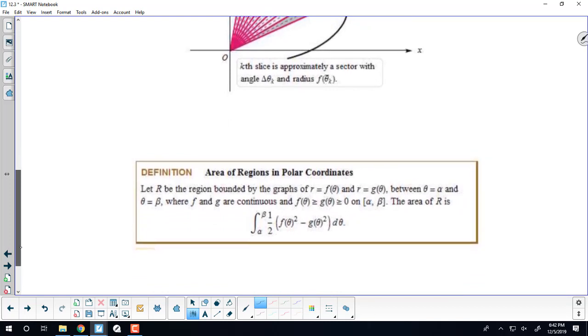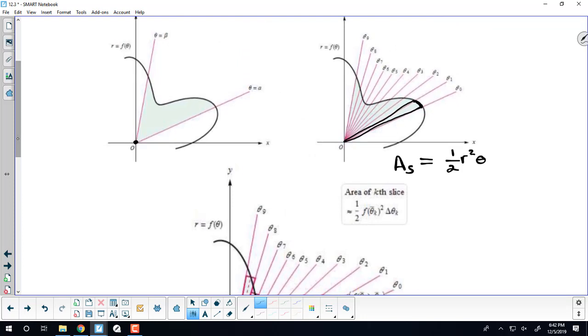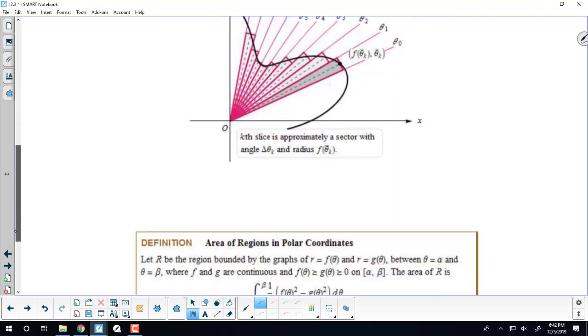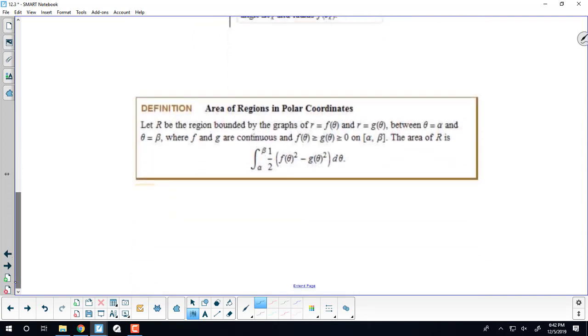And so what we get is the formula for how to integrate in polar coordinates. We've got the 1/2, our radius squared, d theta. This is a more generic version. The version that would be applied to something like this is from alpha to beta, and this would just be our 1/2 times f of theta squared.